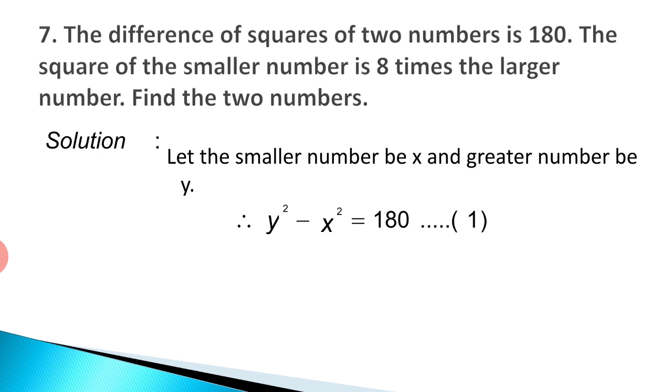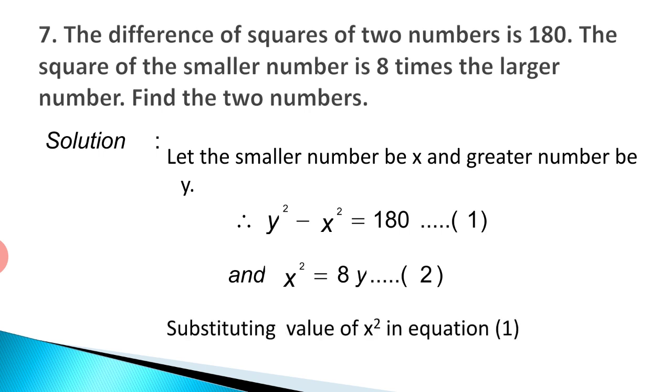Now the second statement of the question: the square of the smaller number. Which is the smaller number? x. So what is its square? x square is 8 times the larger number. Which is the larger number? y. So you will be getting the second condition as x square is equal to 8y. Are you getting?